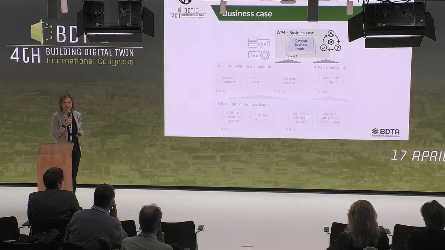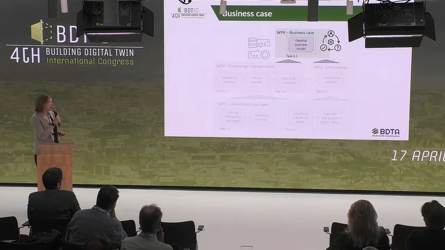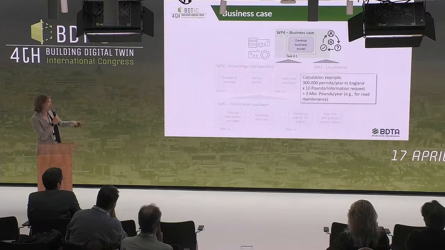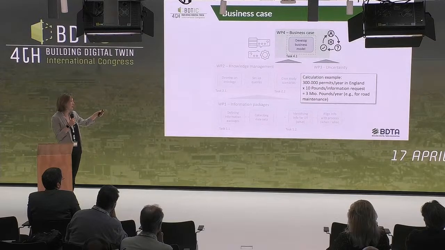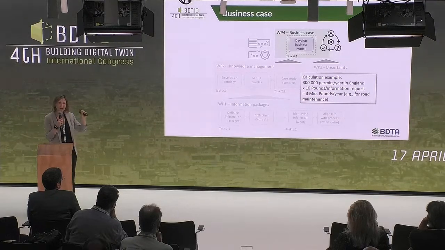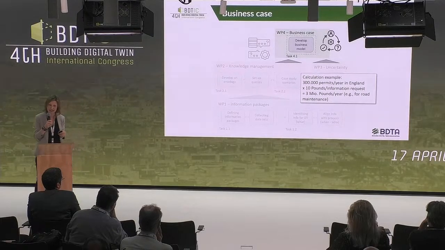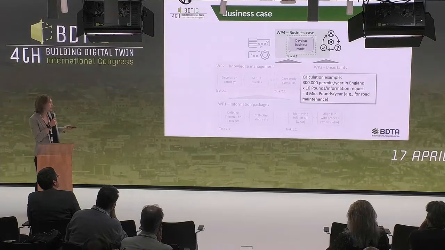And then coming to the business model, which is for me quite far in the future, but how could that look like? I'll just show you very simple calculations. So we have 300,000 building permits per year in England. Even if you just charge like £10 for a bit of information, which we have to collect manually if we wouldn't have a digital twin, we could generate some money to maintain the roads or the road digital twins.